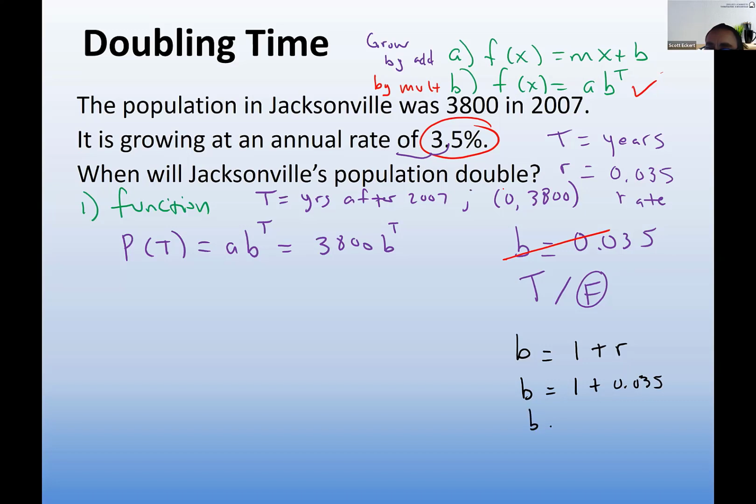So it turns out B equals 1.035. That's the B number I can plug in. And so I can just plug that in and I have my equation all finished.